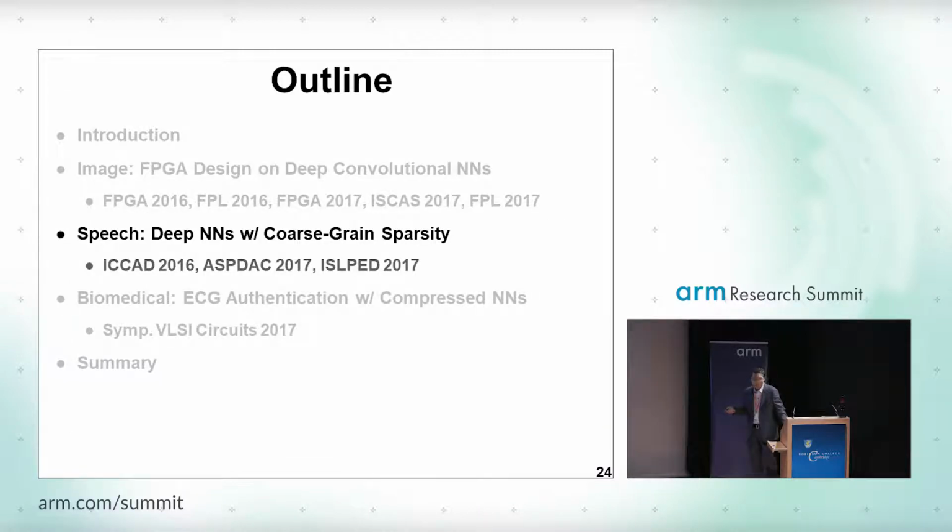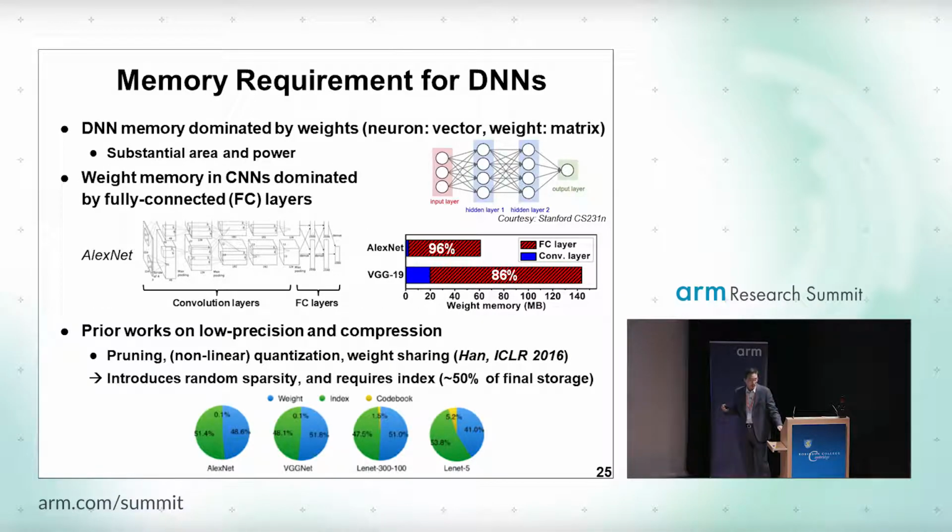Switching the gears a little bit, let me talk about some of the techniques that were employed for speech deep neural networks. So convolutional neural networks are important, and I focused on the convolution operations in the first section. But it's worth noting that usually CNNs are also ending with a couple fully connected layers, which means that the neurons are in a vector form and weights are in the matrix, such that the memory requirement for the fully connected layers is very large.